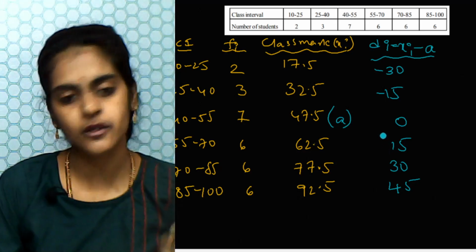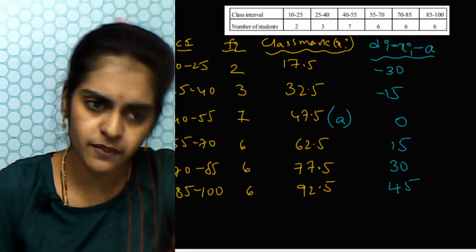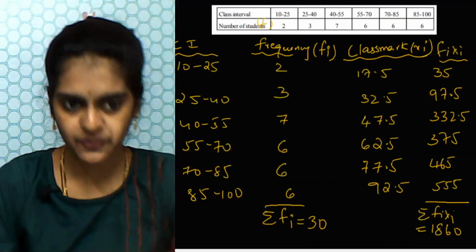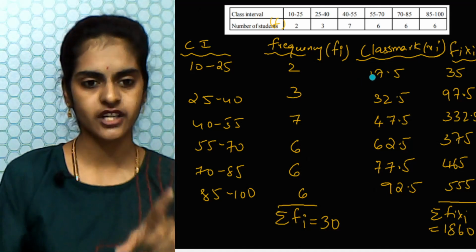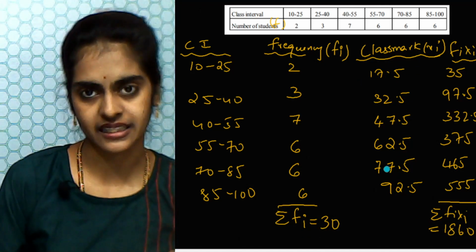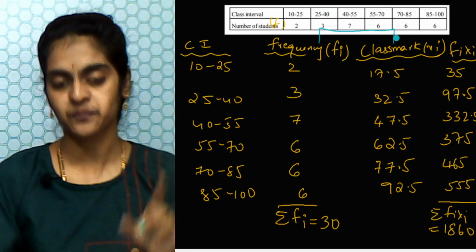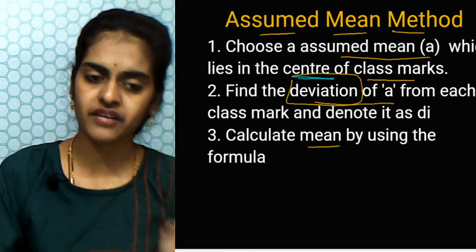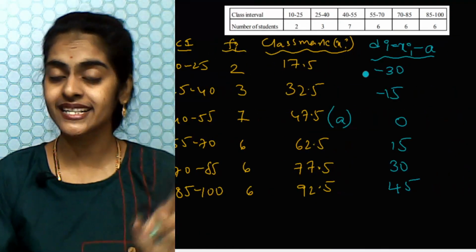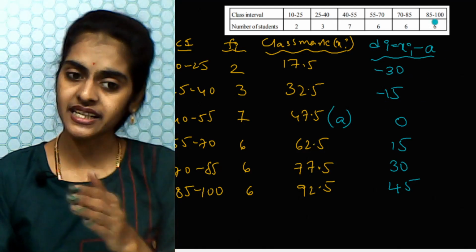Now the next step you find is FiDi. Just go to the previous direct method and see. Here one step extra you found class mark. After you find class mark, it is Xi, so you are calculating FiXi, you are multiplying FiXi. Now here in this case, you are finding one more extra step. What is that extra step? You are finding deviation. After finding class mark, you are also finding deviation.